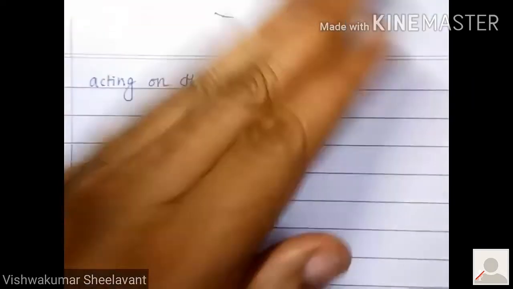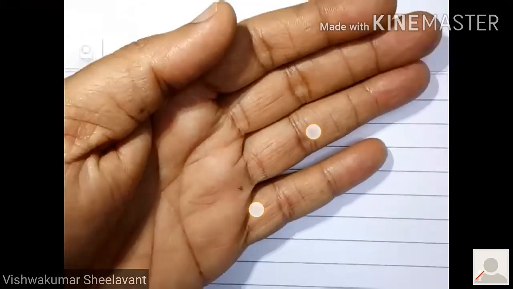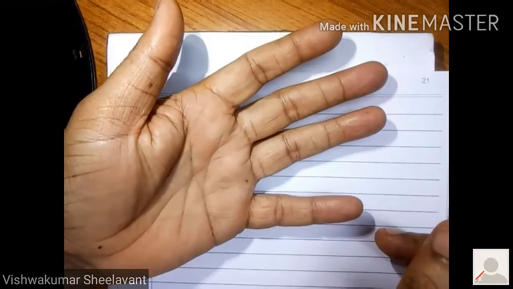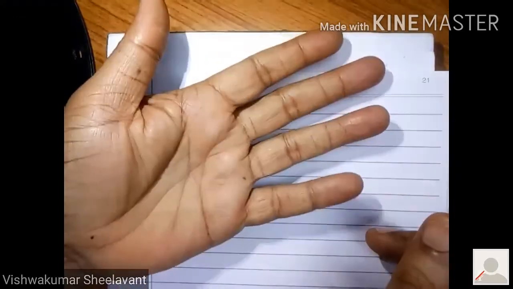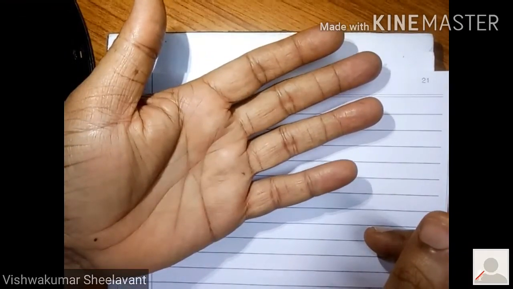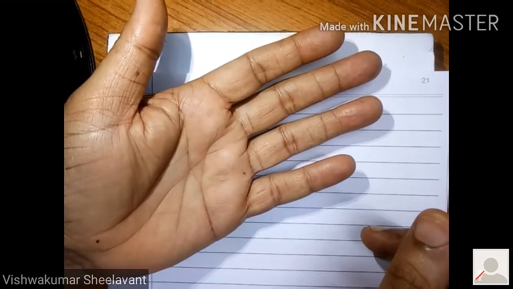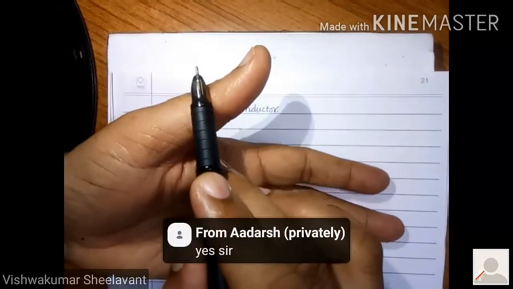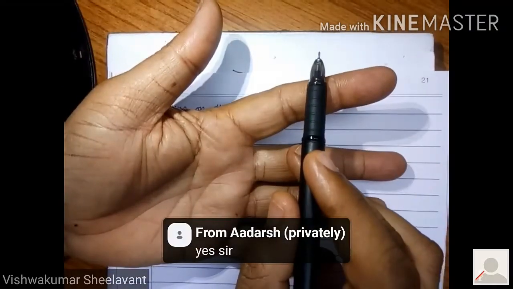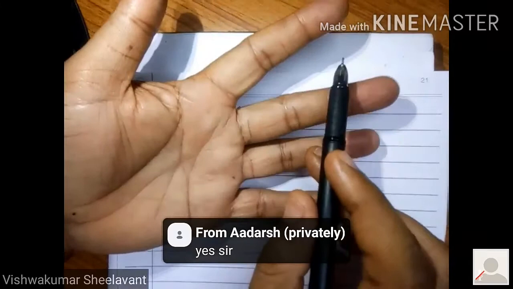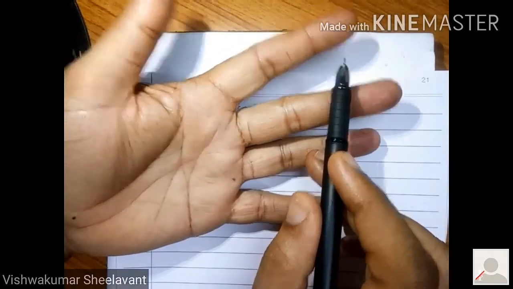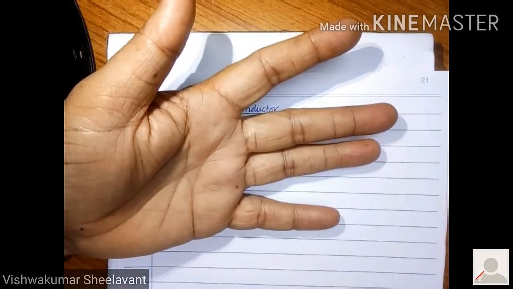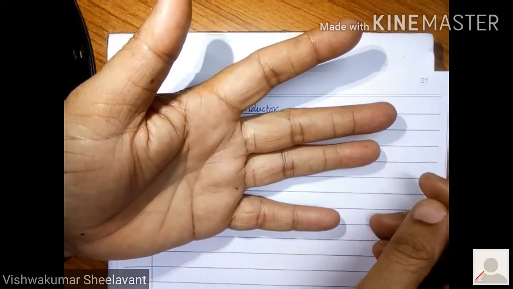So this is my left hand now. Can you see this left hand? Thumb, forefinger, middle finger. These three fingers should be held mutually perpendicular to each other.